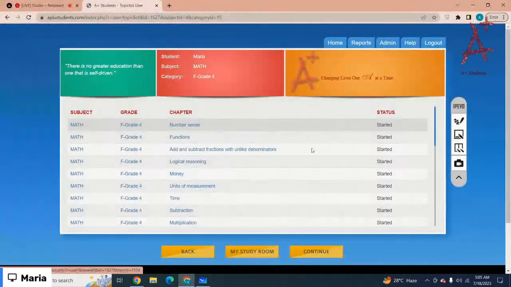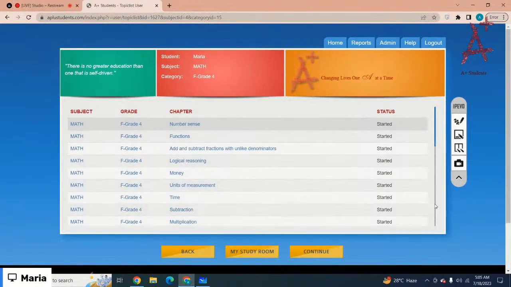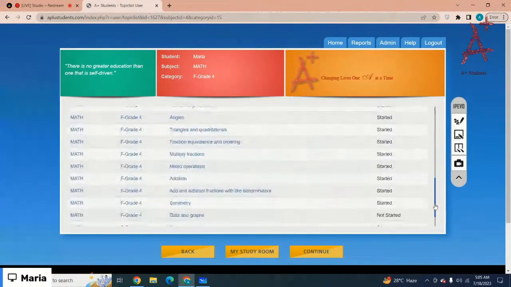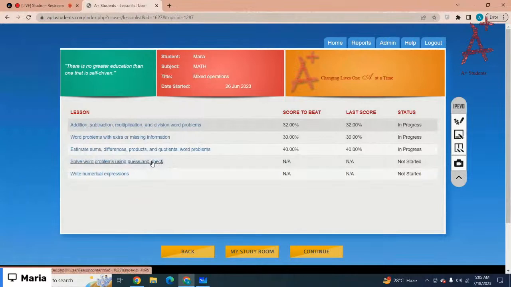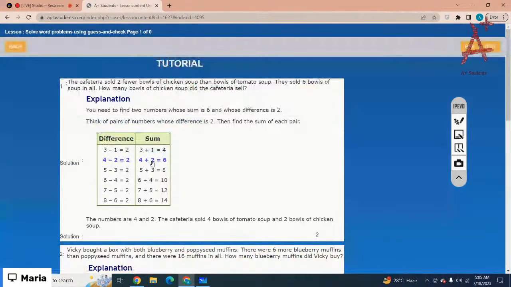Okay, here I am on grade 4 math. We're going to start with the chapter mixed operations, and the lesson we're going to start with is solve word problems using guess and check. Okay, let's just start with the first example. The cafeteria sold two fewer bowls of chicken soup than bowls of tomato soup. They sold 6 bowls of soup in all. How many bowls of chicken soup did the cafeteria sell?